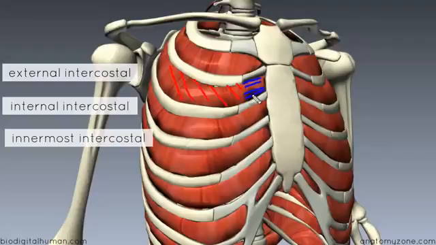Underneath the external intercostal muscle, you've got the internal intercostal muscle, and these fibers are oriented in the opposite direction. So they're oriented in a superior direction and medial direction. So they're like this. And this doesn't have the aponeurosis which connects it to the sternum. And deep to the internal intercostal muscle, when you remove the internal intercostal muscle there, you see the innermost intercostal muscle, and these fibers are oriented in the same direction as the internal intercostal muscle, so superiorly and medially.